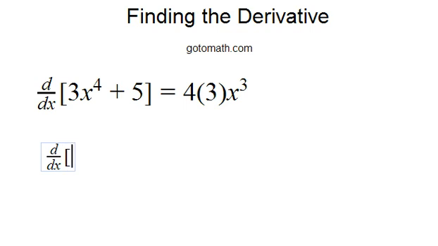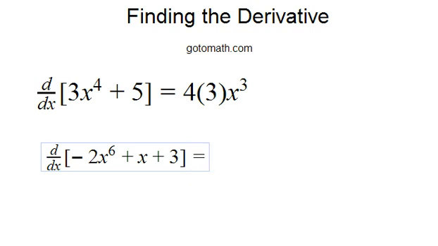So let's say that we had negative 2x, let's say raised to the 6th power this time, plus x plus 3. Okay, and we want to find the derivative of this. Well, don't let the negative throw you off. You take the 6, you bring it out front. I'm going to go ahead and just rewrite this negative. So we're going to have 6. I'm going to go ahead and put the 2 in parentheses. And then we have x. We subtract 1 from the exponent, so that's going to leave us with a 5.